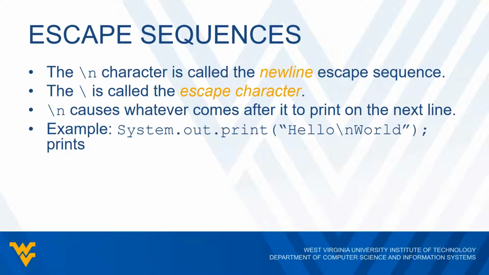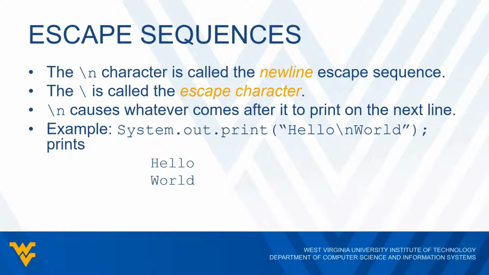So for example, I can do system.out.print and then hello world in the parentheses, but I put a \n between the hello and the world. So what that prints is hello on one line and then world on the next line.